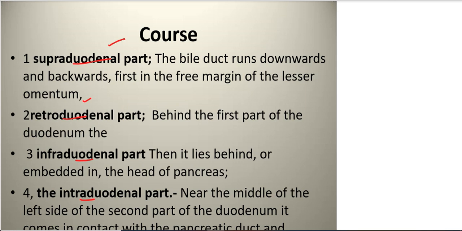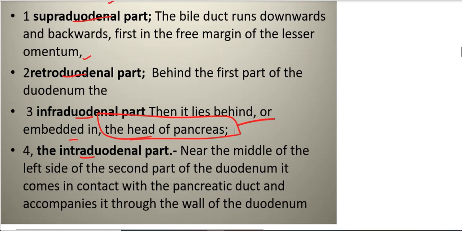Retroduodenal part means, as we always know, behind part is called retro part. So behind the duodenum part is called retroduodenal part. Infraduodenal part is inferior to duodenum and embedded in head of pancreas. This is the head of pancreas, and inferior to duodenum is called infraduodenal part. Then intraduodenal part, when the duct is entering the duodenum.